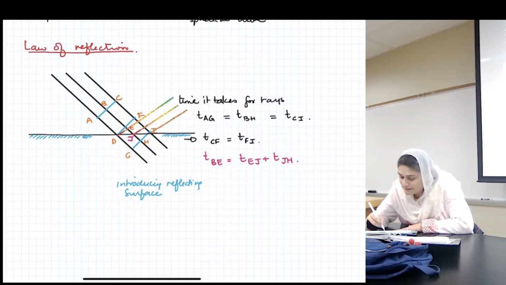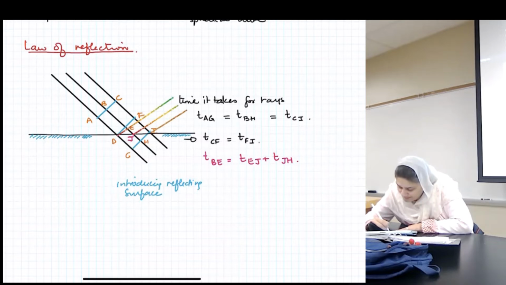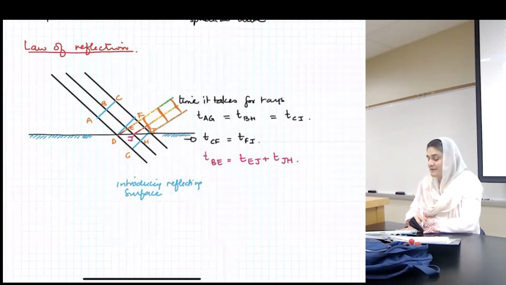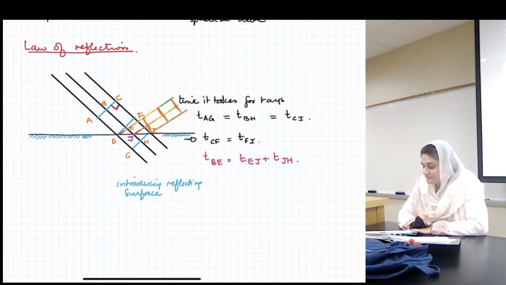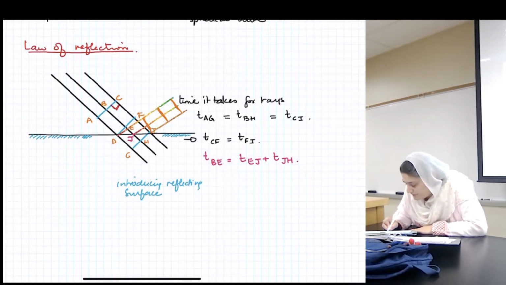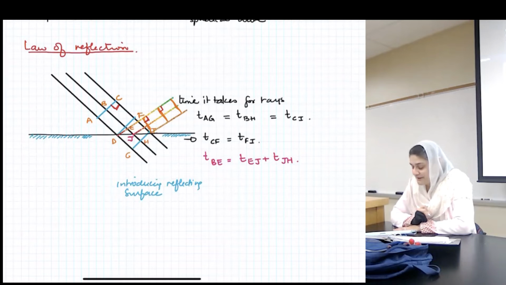Then from my point I, will I also have wave fronts that go like this? Going backwards, correct? Is this angle 90 degrees? Yeah. Is this angle also going to be 90 degrees? Yes. And that one. All of these angles have to be 90 degrees, correct?